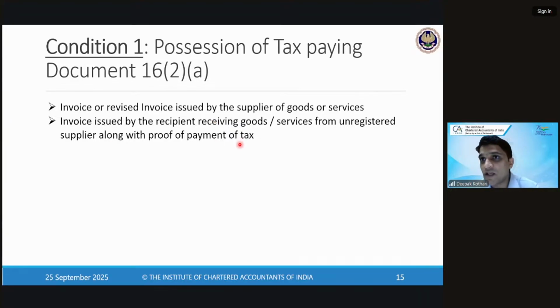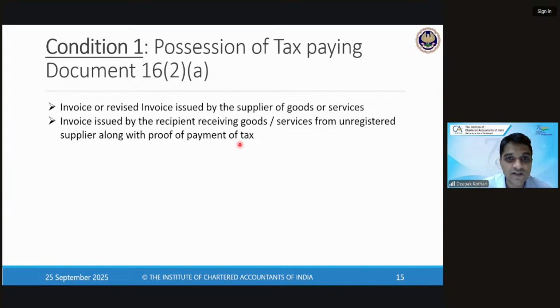So when the supplier is registered, then he will raise an invoice, and basis that invoice you can claim the credit. Now, if the supplier is unregistered and there is a reverse charge liability on that transaction, then the supplier cannot raise the invoice because he is not registered under GST. But the receiver who will pay the tax under reverse charge can raise the invoice. So he will raise the invoice to himself, and with the proof that he's paid the taxes, he can claim the credit.